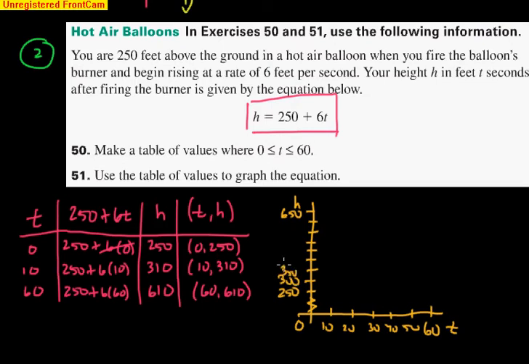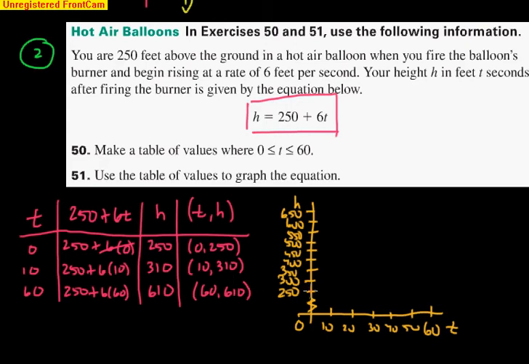300, 350, 400, 450, 500, 550, 600. And again, you don't have to put all the numbers there. You can just put like the hundreds or the 50s. I don't care. But show me that you're counting by 50s. And now we'll graph. And I'll put them in red.